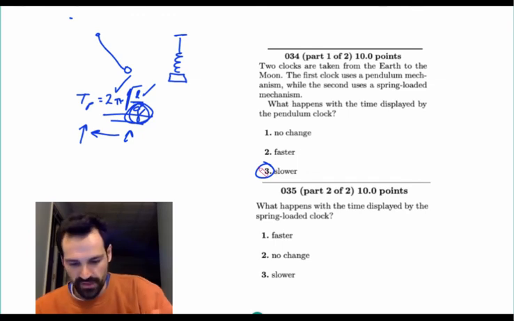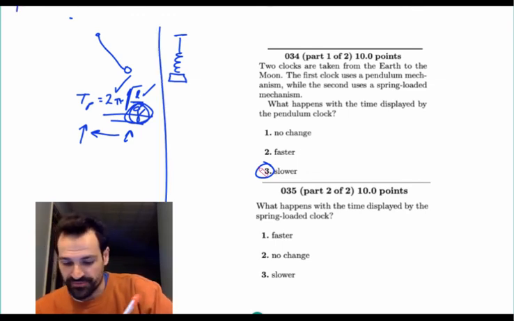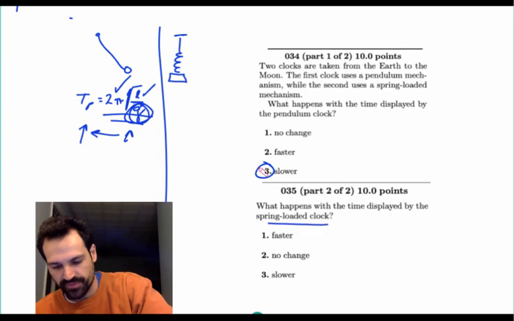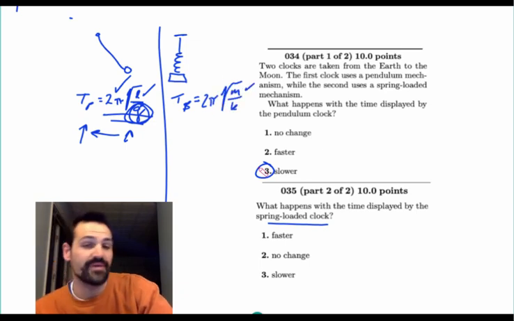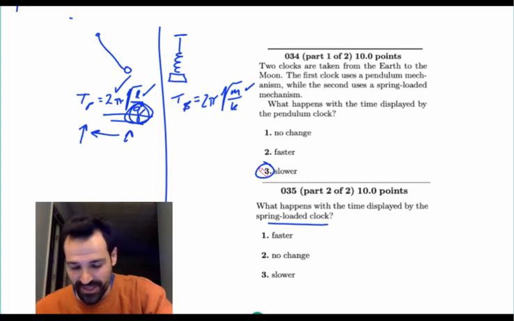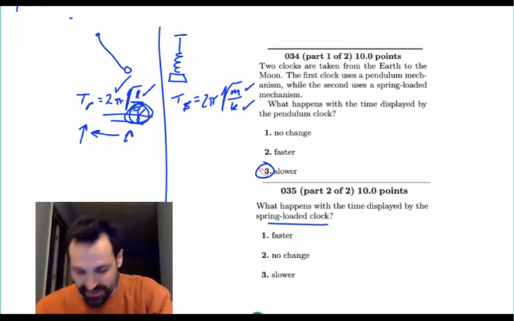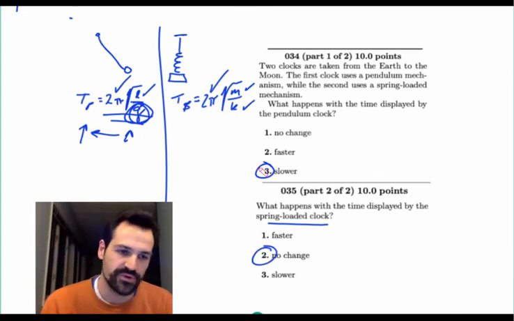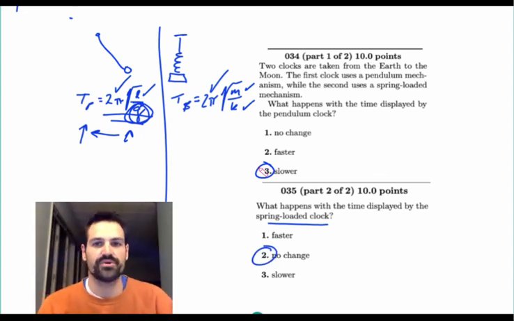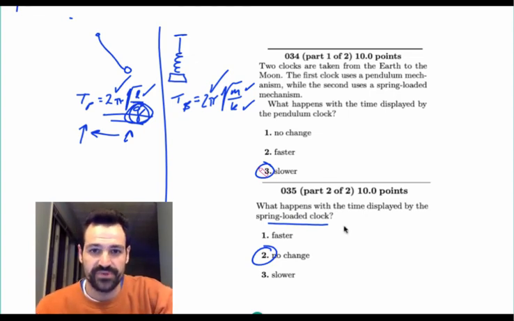Similarly, part B is asking, or 35 is asking, what happens to the time by the spring-loaded clock? Well, the period of a spring is 2 pi root m over k. I would hope the mass inside there doesn't change. And I would hope the spring doesn't change. And 2 pi doesn't change, so there's no change. So if you're going to the moon, make sure you take a spring-loaded clock instead of a pendulum clock, because it will yield no change.